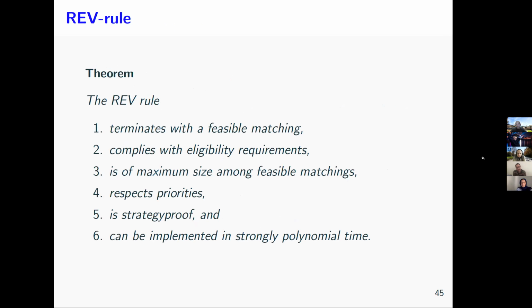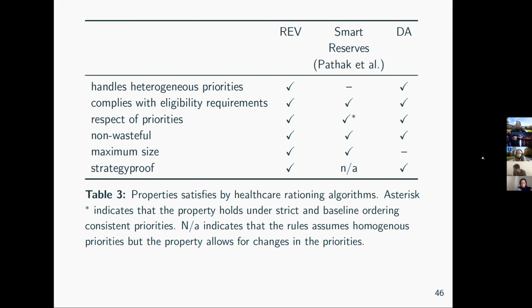It terminates with a feasible matching. It complies with eligibility requirements. It finds a maximum size matching as well. It respects priorities. We prove that it's strategy proof. And since it's simply using, as an oracle, an algorithm to compute a maximum size matching, it also can be implemented in polynomial time. So just to summarize, just like WRG, REV does a similar job as well.